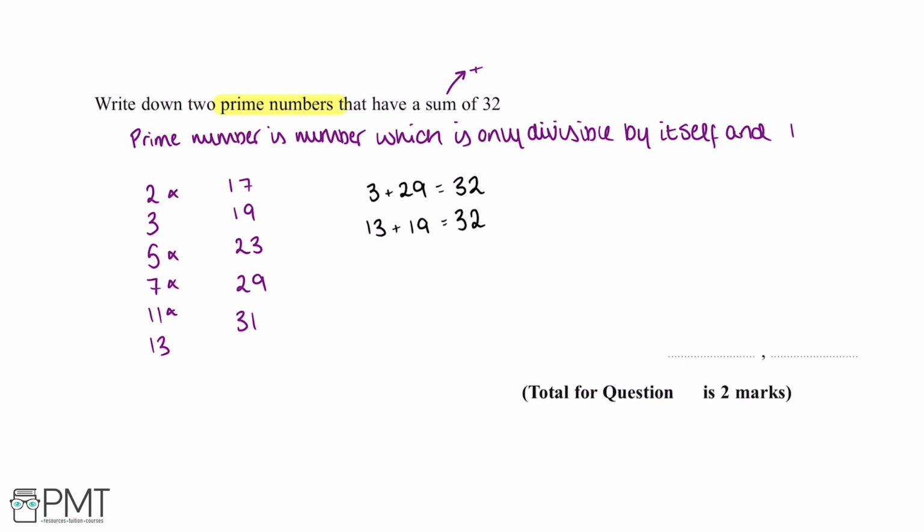And there are no other possible combinations of prime numbers which will sum to 32. So therefore there are 2 possible answers which we can give for this question, 3 and 29 or 13 and 19. Either of these answers will get you both marks. And this question's worth 2 marks, and we'll get both of these for stating two prime numbers which will add together to give us 32.